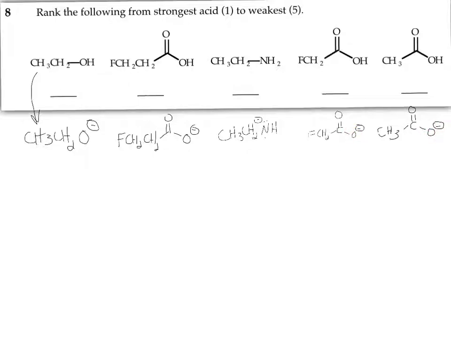So the one that stands out is, of course, this nitrogen, and nitrogen is less electronegative than oxygen. So this negative charge is going to be less stable than any of the negative charges on any of the oxygens. That makes this species the most basic species. The most basic species is the conjugate base of the least acidic species. So here's our weakest acid.